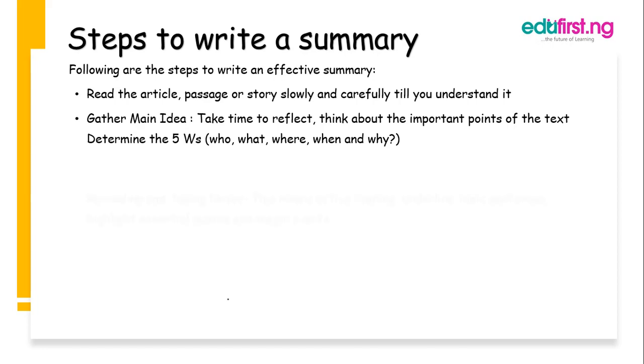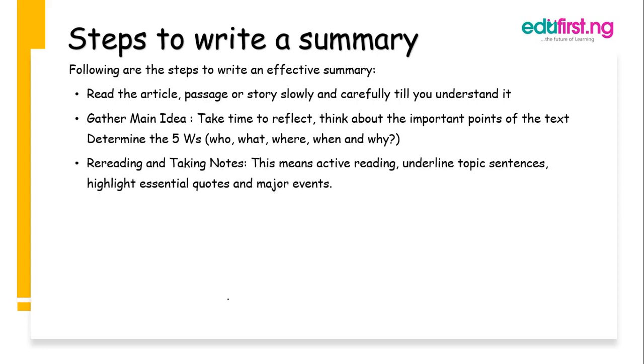The third step is to reread and take notes. Rereading means active reading. Read the original work again. This time, mark the important points you want to include in your summary. Underline topic sentences and significant plot points. Highlight essential quotes and number the events as they occur. Also, note the areas you do not understand. Depending on the difficulty of the text, reread until you feel like you have a solid basis for your summary.